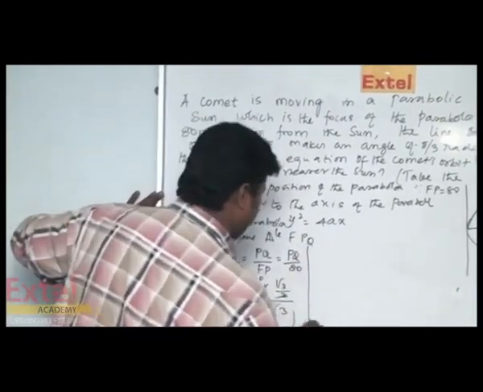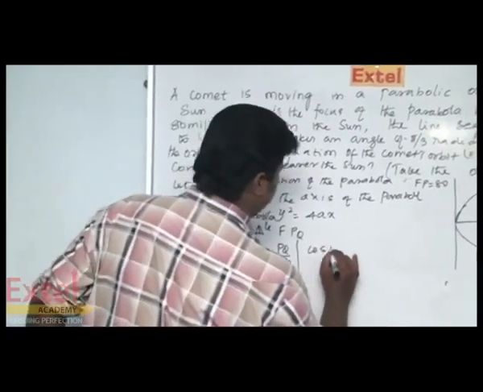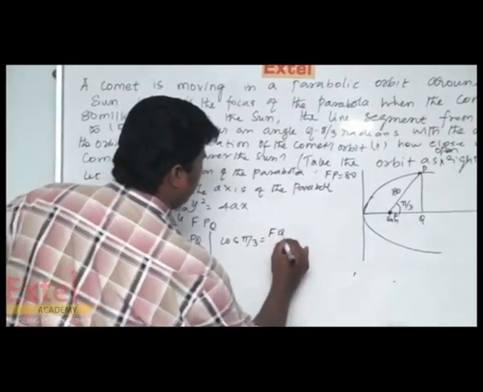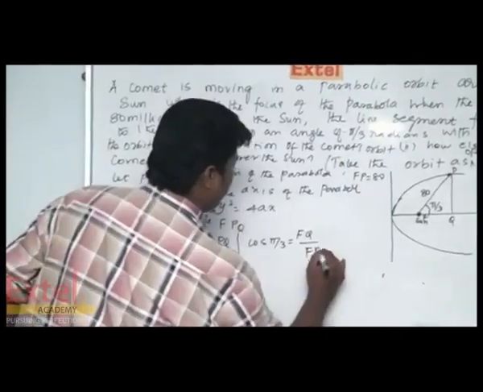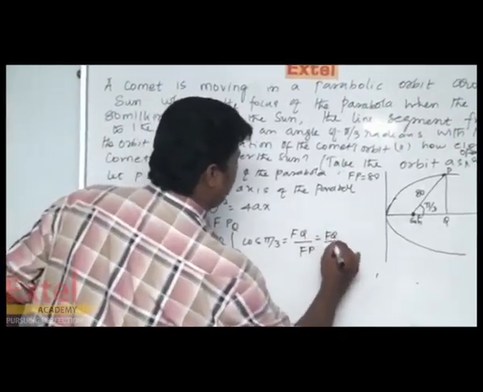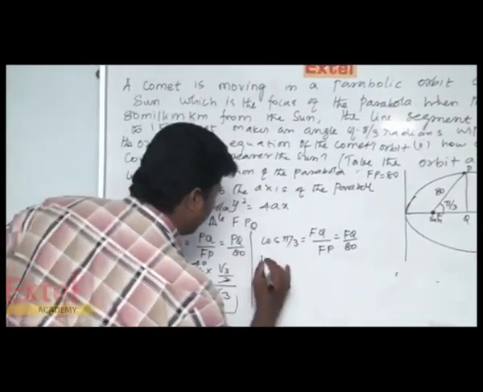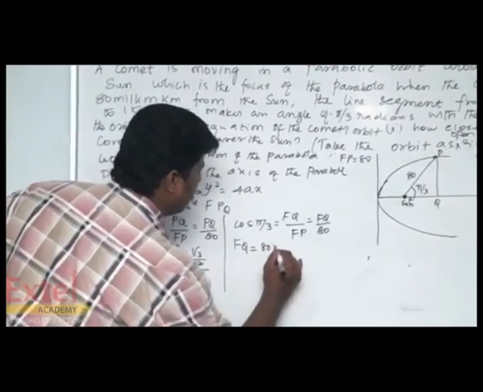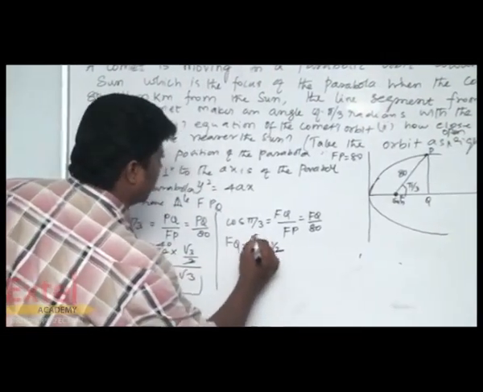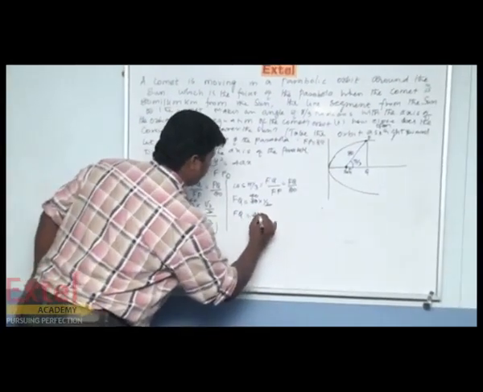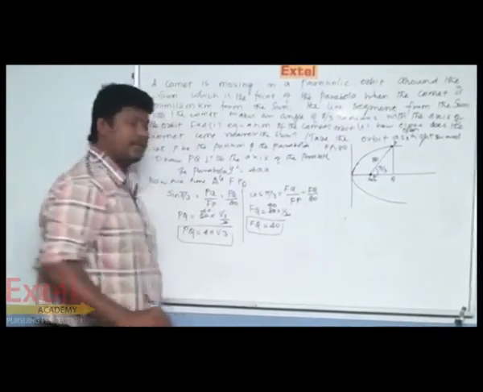Similarly, find cos pi/3, which is the adjacent side FQ divided by FP. FP is 80 again. Cos pi/3 is 1/2. Therefore FQ is equal to 80 into 1/2, which is 40. Therefore your FQ is equal to 40 million kilometers.